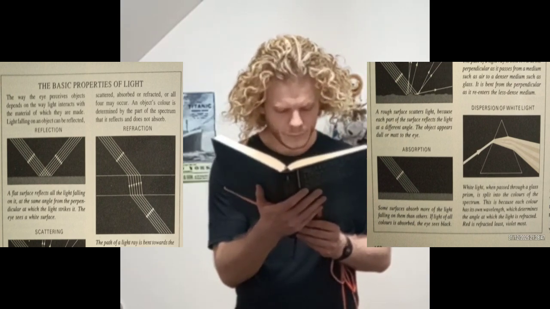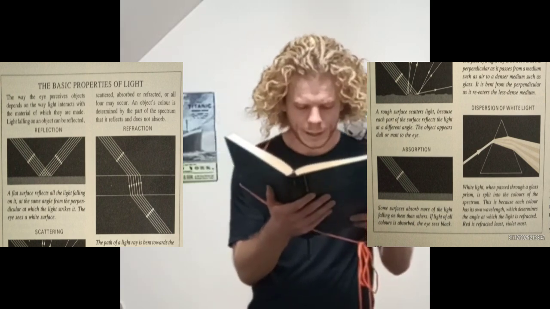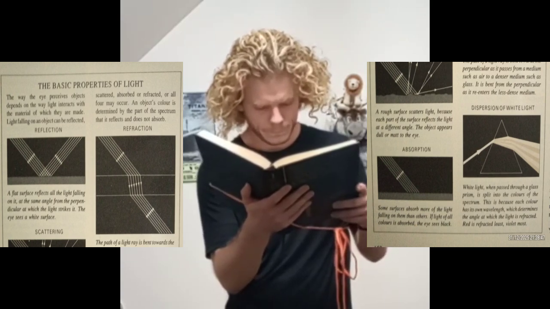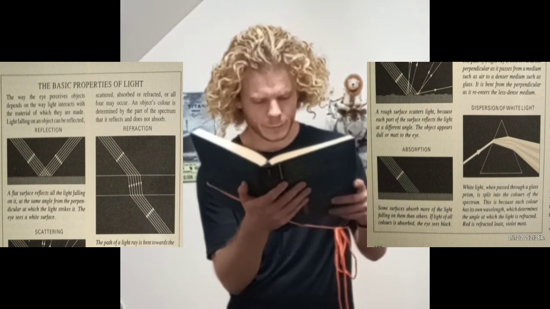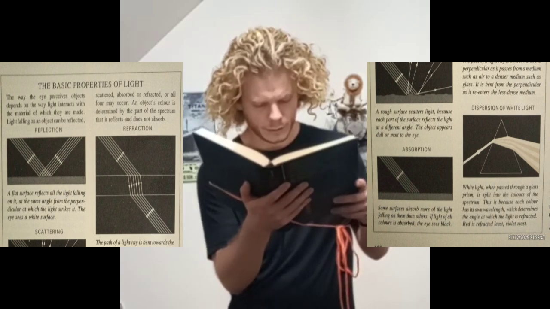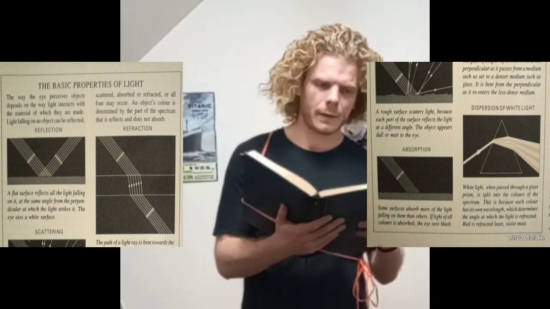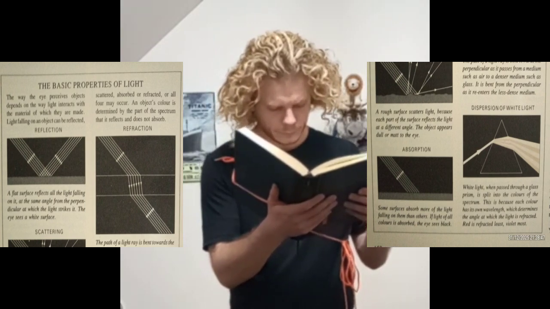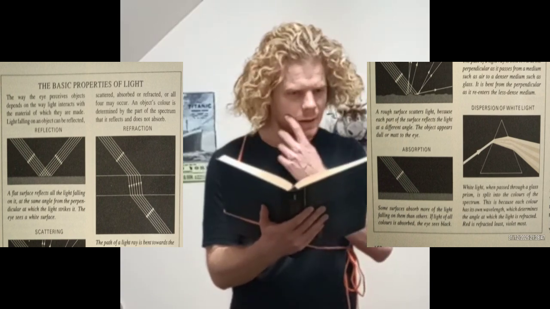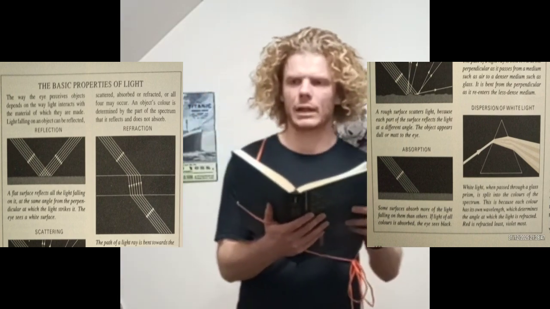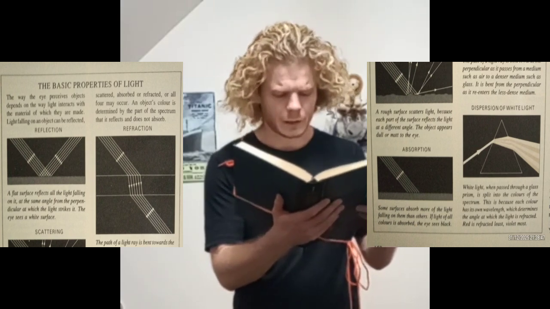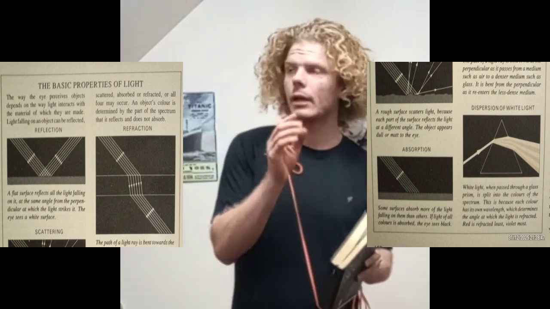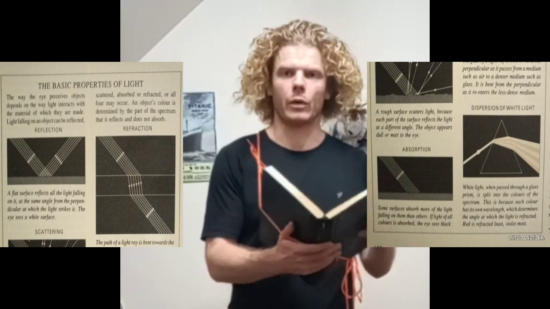Red light has a wavelength of seven 100,000ths of a centimeter, and blue has 0.3 of 100,000th of a centimeter in wavelength.